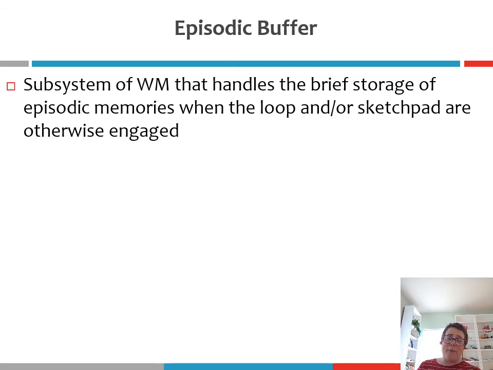Okay, so the episodic buffer is a subsystem of working memory that handles the brief storage of episodic memories when the phonological loop or visual spatial sketchpad are otherwise engaged, or it handles that storage of information when the phonological loop and the visual spatial sketchpad are basically already overloaded with information, right? So that explains how we are able to retain long sentences, like 15 to 20 word sentences at a time.